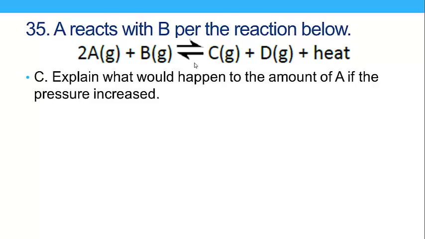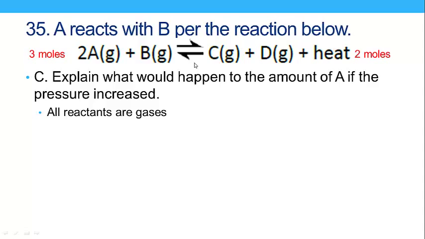Explain what would happen to the amount of A if the pressure increased. So pressure is only going to affect our equilibrium if there are gases present. So in this case, everything's a gas. So pressure is definitely going to have an effect. So in order to figure out which way the equilibrium is going to shift, I need to look at how many moles of gas I have on each side. So on the reactant side, I have 3 moles, and on the product side, I have 2 moles.